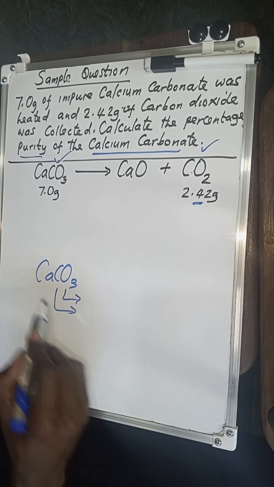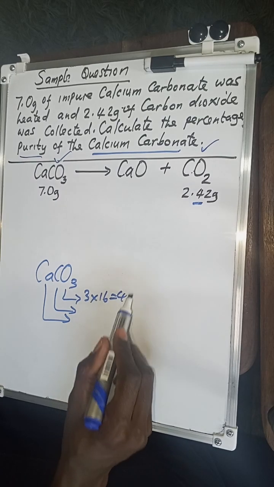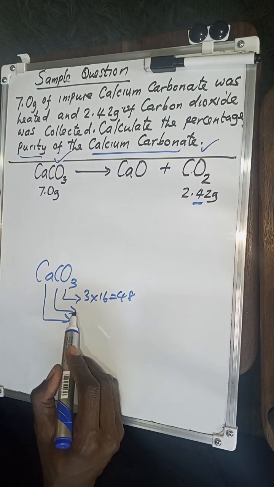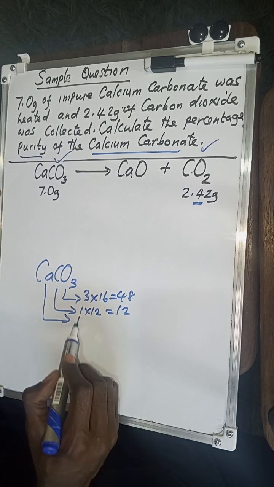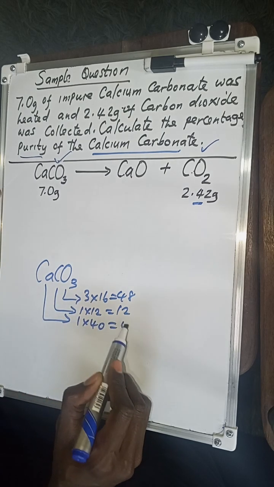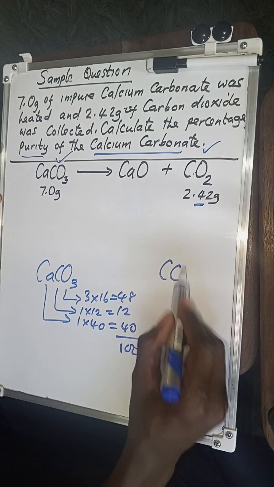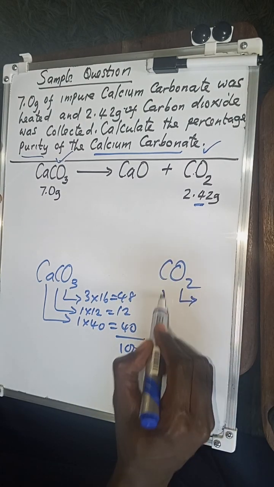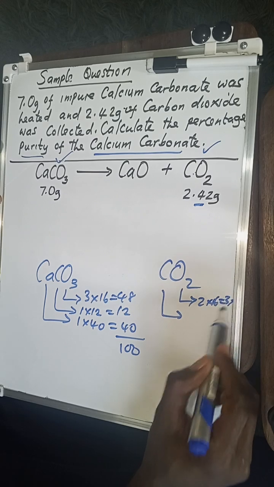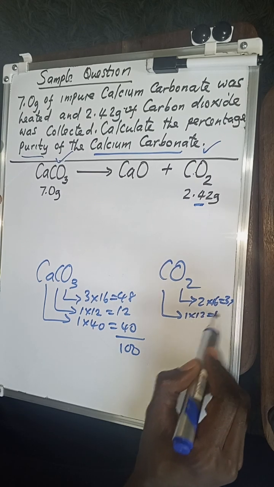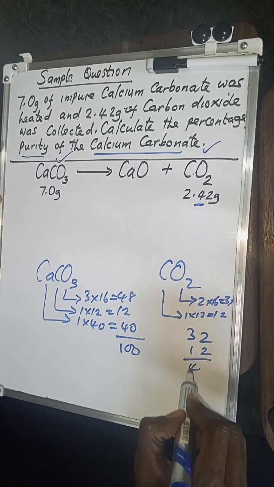This is what we have there. Oxygen is 3 times 16 to give you 48. Carbon is 1 times 12 to give you 12. Calcium is 1 times the atomic mass 40 to give you 40. If you add that, it will give you 100. What about carbon dioxide? There's oxygen and carbon. So 2 times 16 will give you 32. Then 1 times 12 will give you 12. So it is 32 plus 12, that will give us 44.